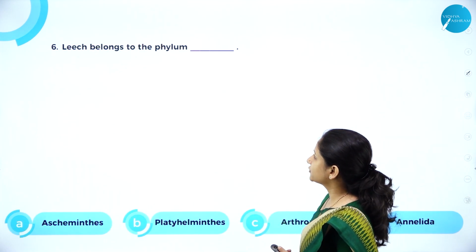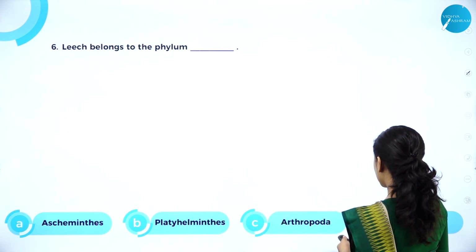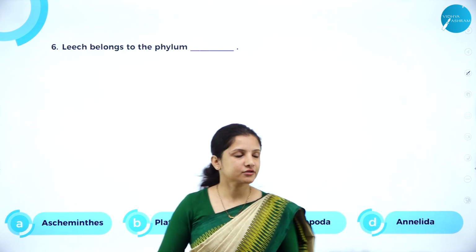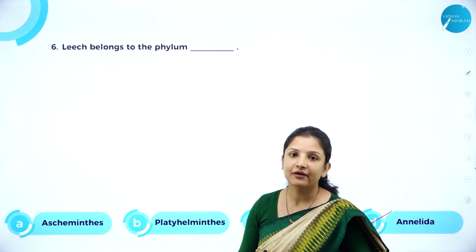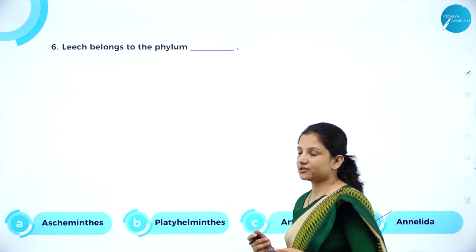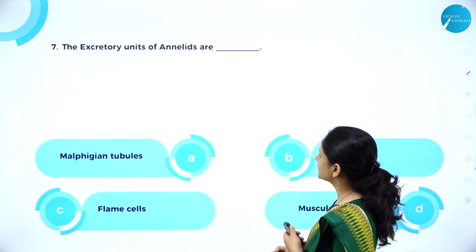Next, leech belongs to the phylum Aschelminthes, Platyhelminthes, Arthropoda, Annelida. So leech belongs to Annelida, that is those organisms having rings or segments in the body. So the next question, excretory units of annelids are dash.